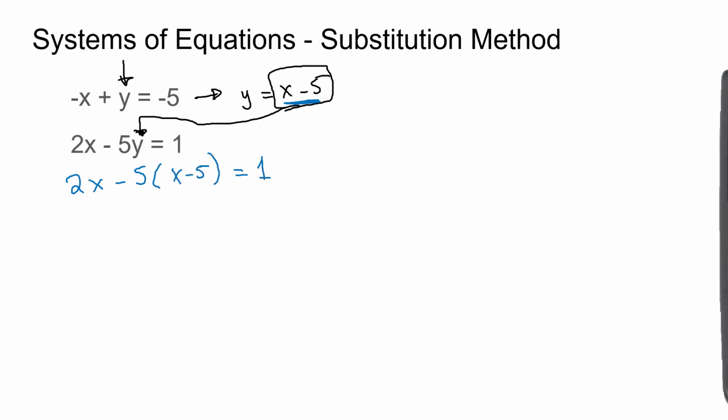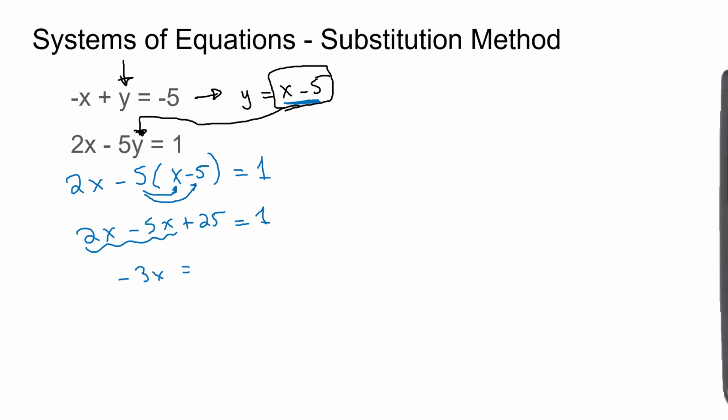Equals 1. You can already see we're down to one variable. We solve that equation, get a solution, plug it back in somewhere, anywhere you want, and it'll be all right. I'm going to distribute this right here. So I'll get 2x minus 5x plus 25 equals 1. I'm going to combine these like terms.